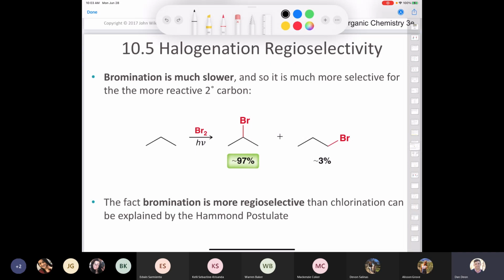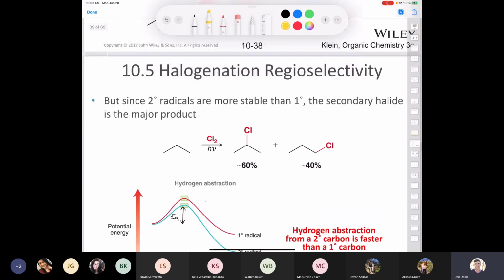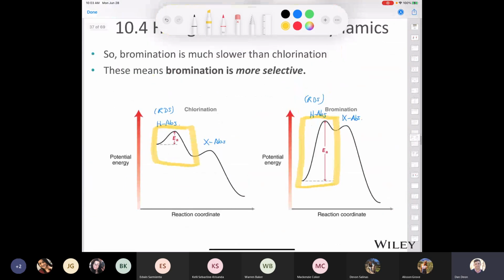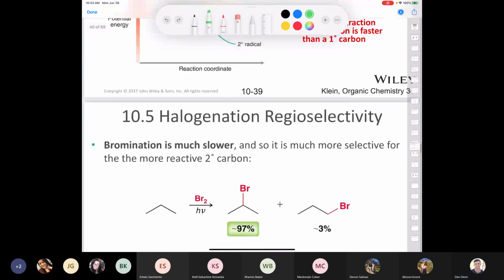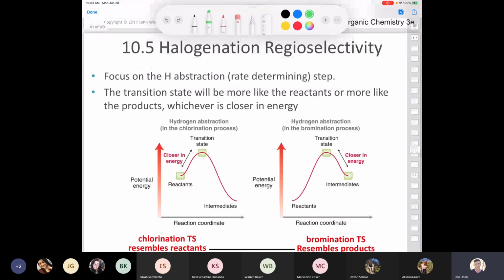Now, the fact that this reaction is way more regioselective can be explained using the Hammond postulate. The Hammond postulate is not meant to be a complicated postulate or anything. I'm going to back up again because I want to make sure you follow me. Now we're going to compare the hydrogen abstraction of the chlorination to the hydrogen abstraction of the bromination. So let's look. I have it right here.